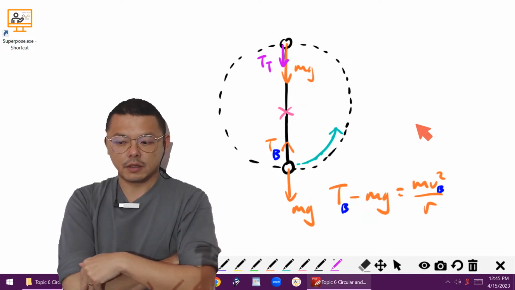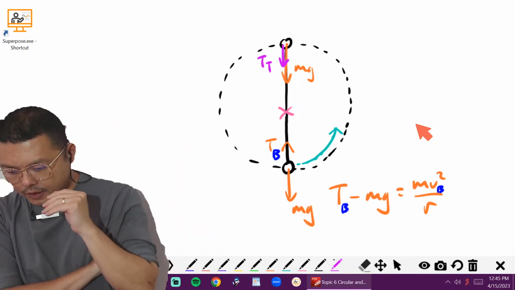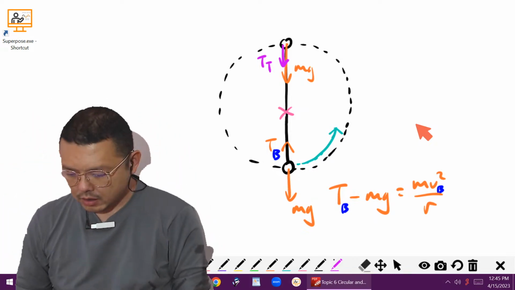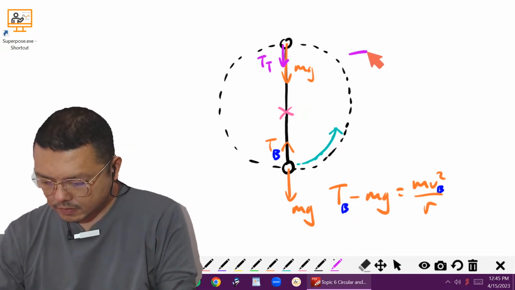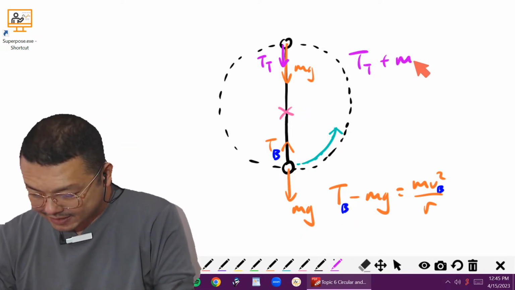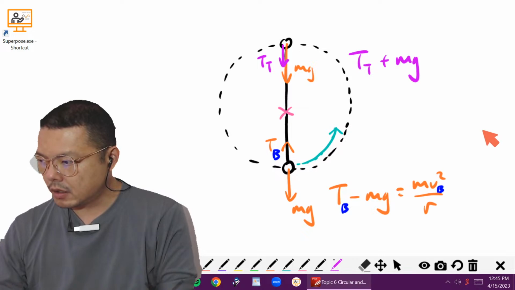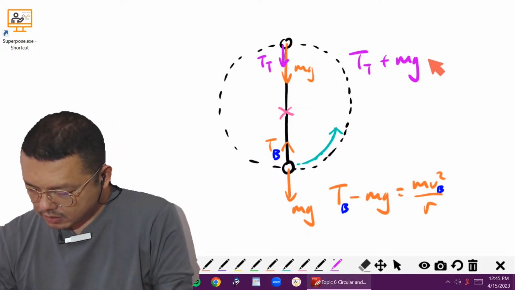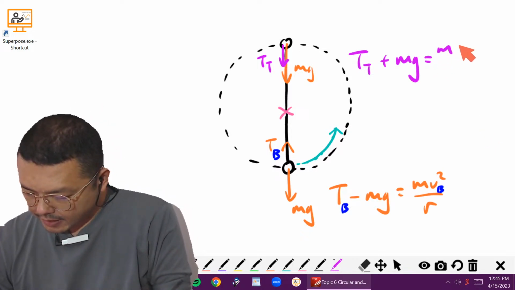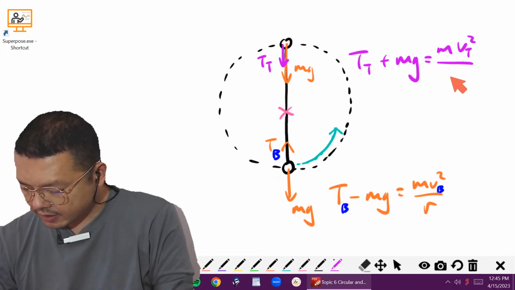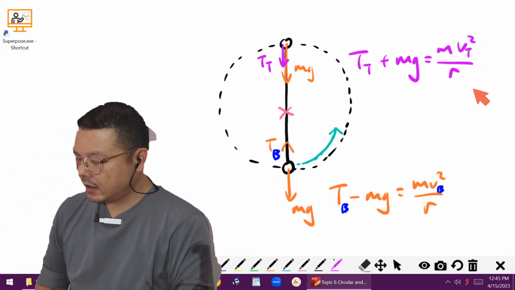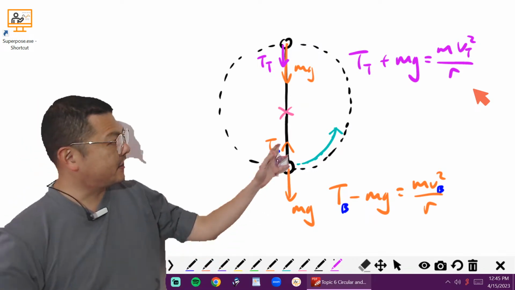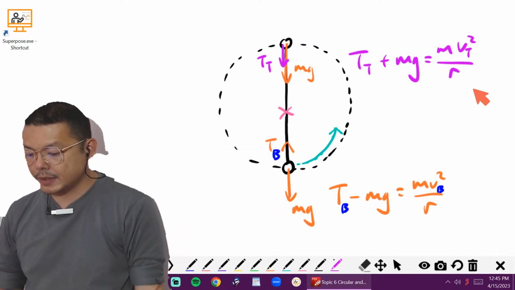Okay? What's the equation for the pendulum at the top? So now it's a plus, right? Equals mvt squared over r. I hope you understand r is just the radius of the circle, and m is the mass of the object.